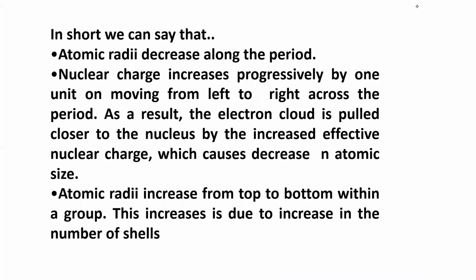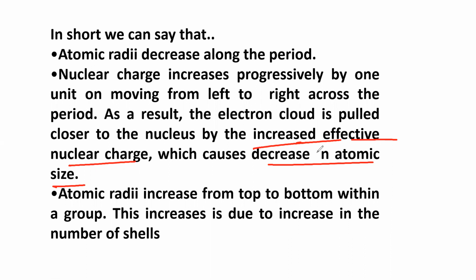So in short, we can say that atomic radius decreases along the period. Nuclear charge increases progressively by 1 unit on moving from left to right across the period. As a result, the electron cloud is pulled closer to the nucleus by the increased effective nuclear charge. Increased effective nuclear charge is important. So as the electrons are pulled towards the nucleus, automatically the size decreases, which causes a decrease in atomic size.